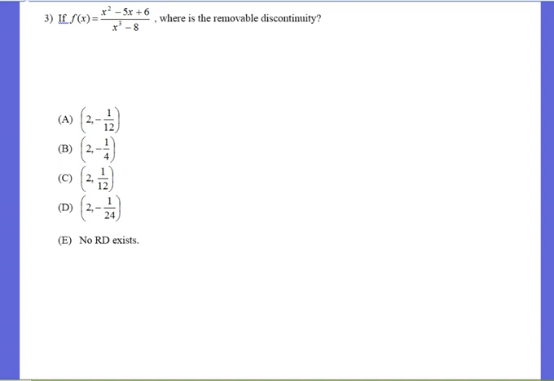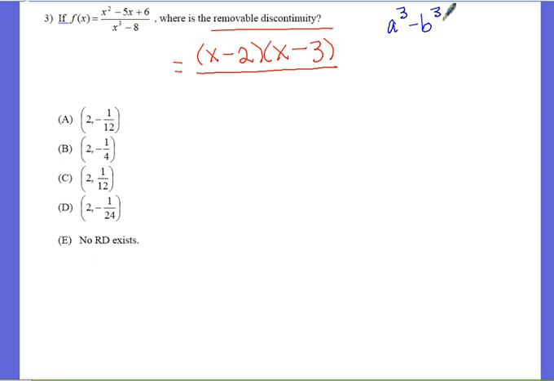Number 3. Where is the removable discontinuity? Well, I'm telling you there's a removable. Or actually, no, I'm not, because one of your answer choices is none exists. So we have to prove that there is one. So the first thing I'm going to do is factor. The numerator is easy. 2 numbers that multiply to 6 but add to -5, and that would be these two. The denominator is what you guys keep getting incorrect. That's a cubed minus b cubed, and that would be a minus b.